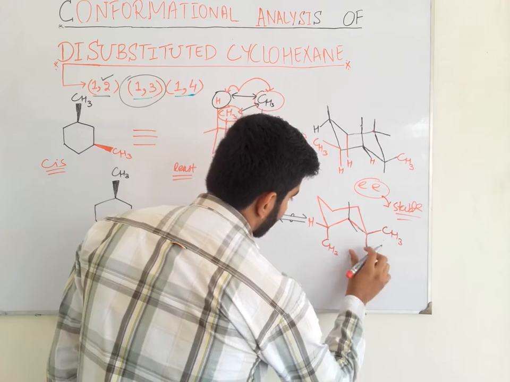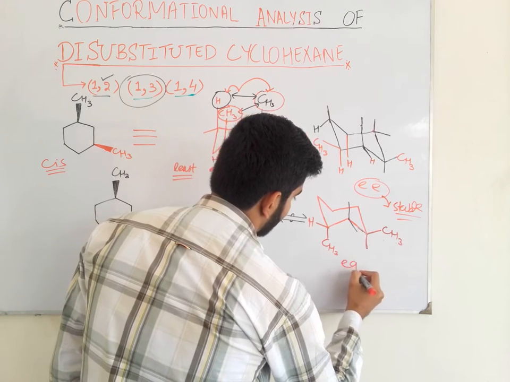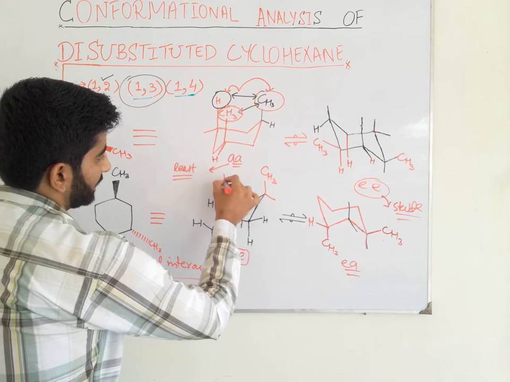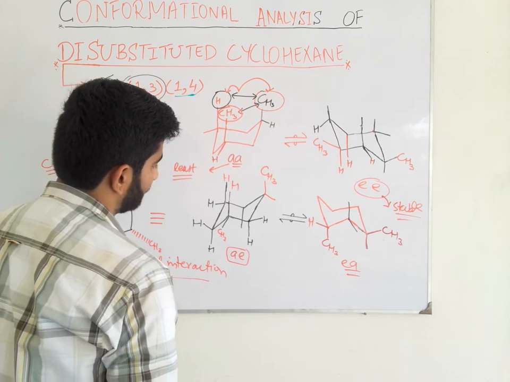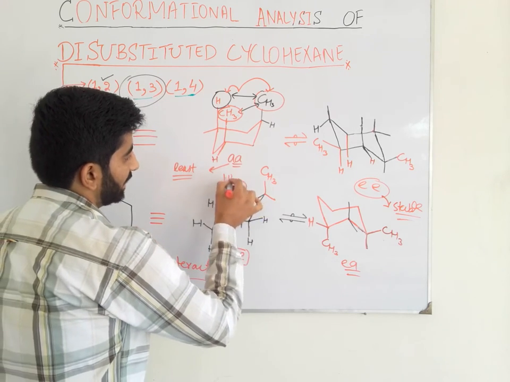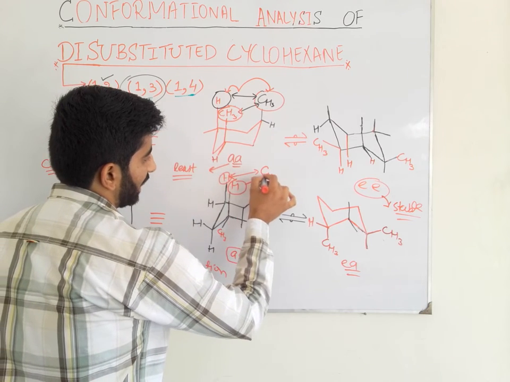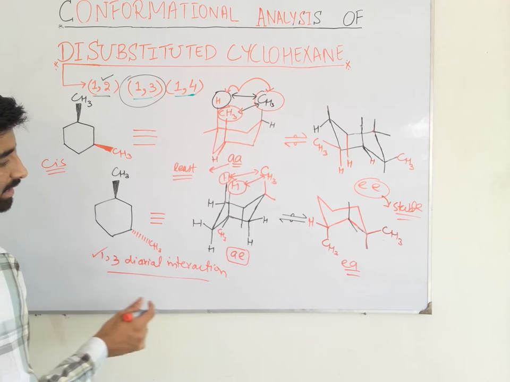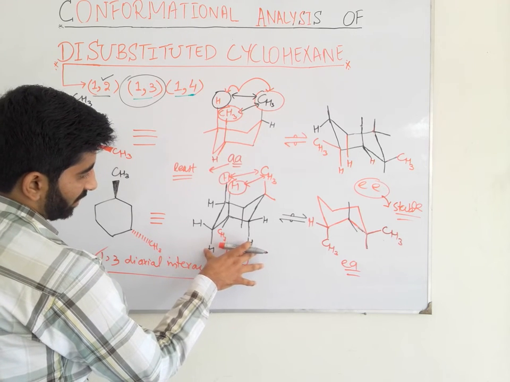So it is our EA conformation. In this conformation, we will observe that there are two diaxial hydrogens present, and there are 1,3-diaxial interactions between this methyl group and these two diaxial hydrogens. This 1,3-diaxial interaction reduces the stability of this conformation.